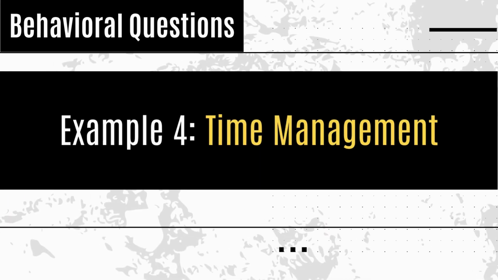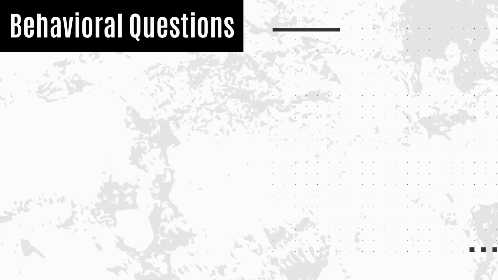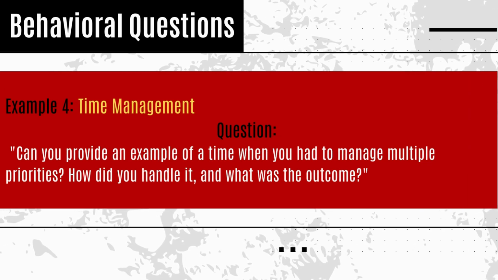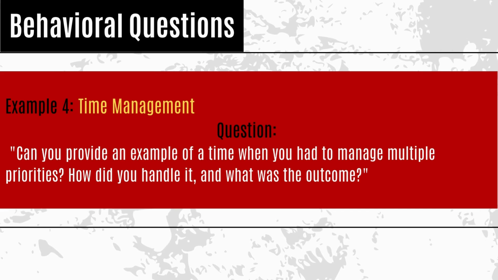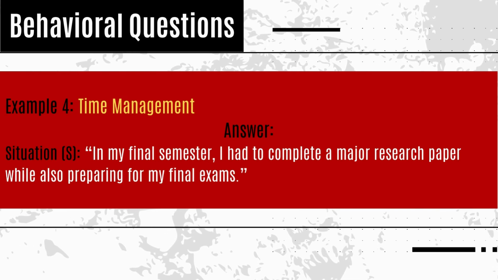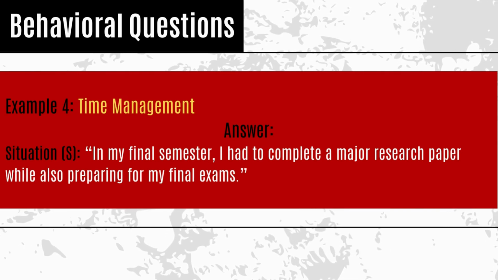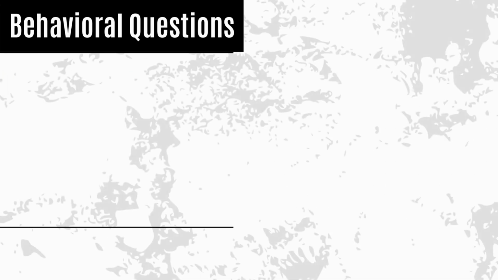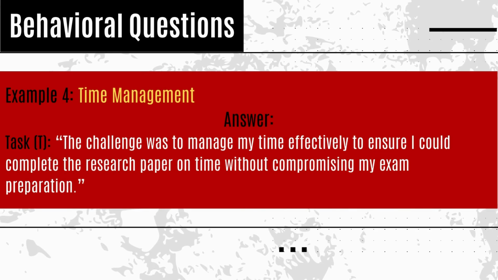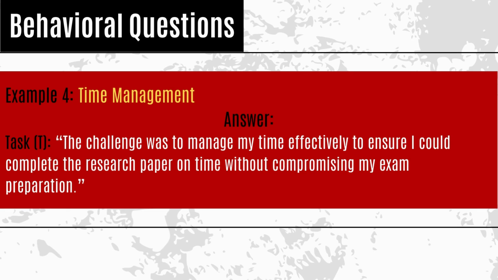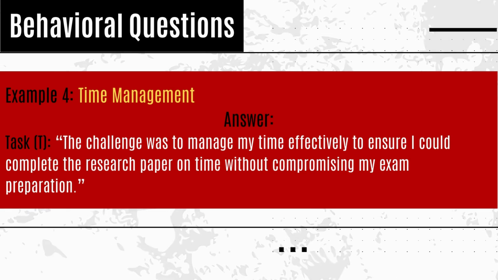Example 4. Time management. Question: can you provide an example of a time when you had to manage multiple priorities? How did you handle it, and what was the outcome? Answer. Situation: in my final semester, I had to complete a major research paper while also preparing for my final exams. Task: the challenge was to manage my time effectively to ensure I could complete the research paper on time without compromising my exam preparation.